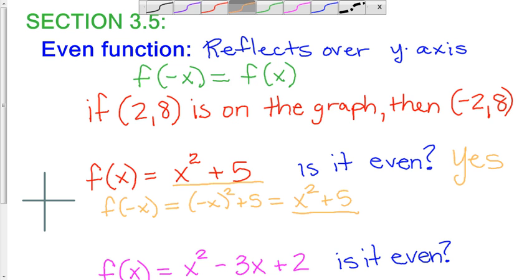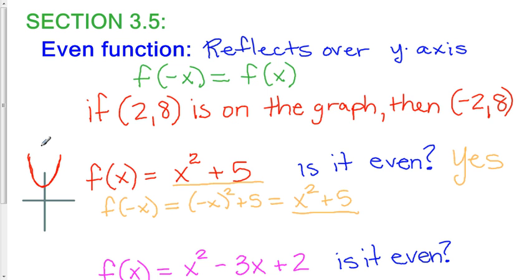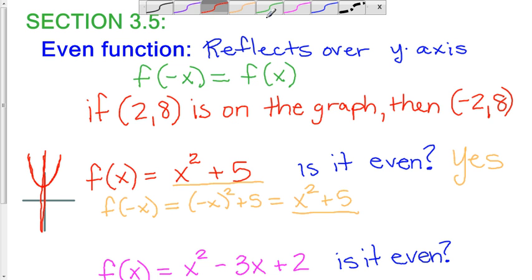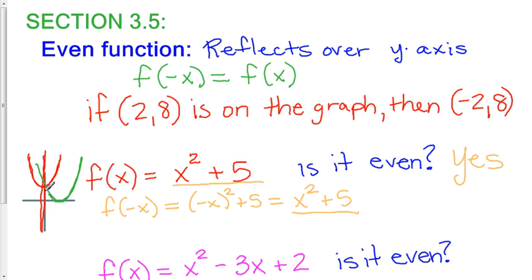Now if you were to sketch a graph of this function, x squared plus 5, it would be here. And it's reflected over the y-axis. That's why it is even. If we had a parabola that was like this, it is not even because you cannot reflect it over the y-axis.